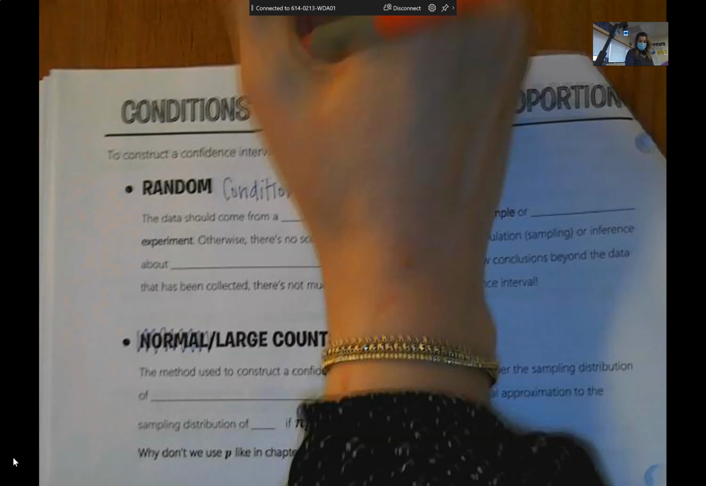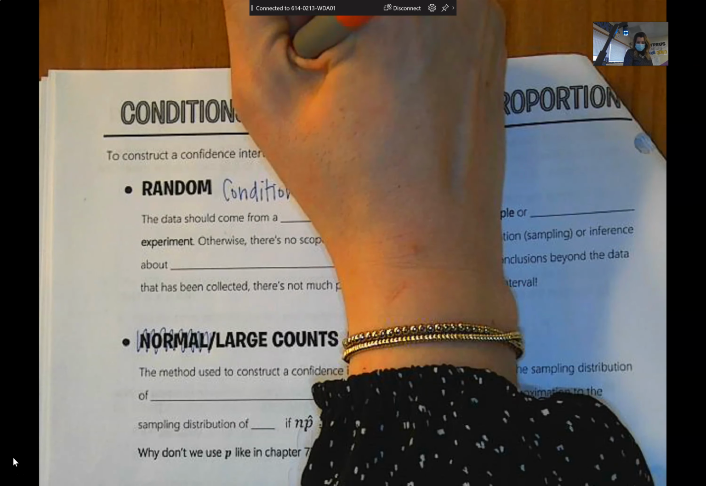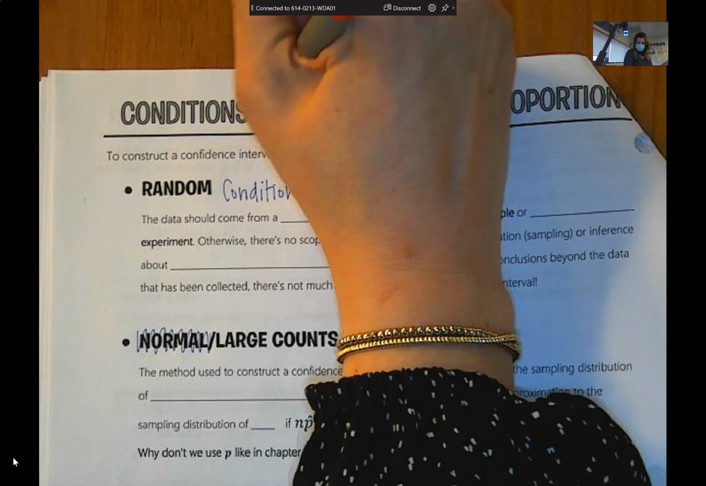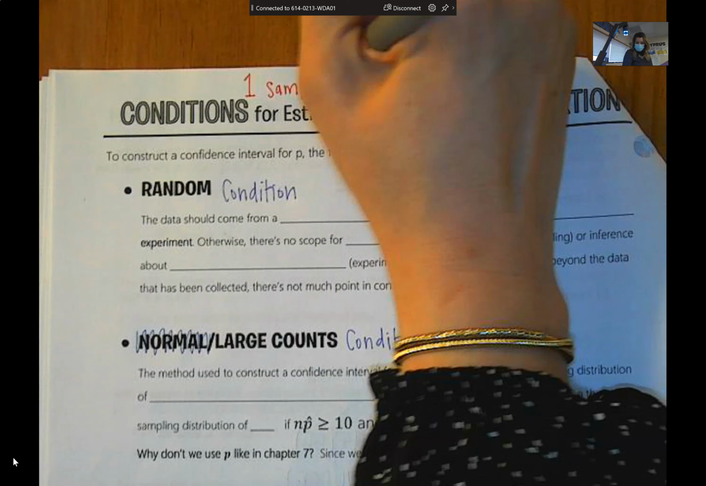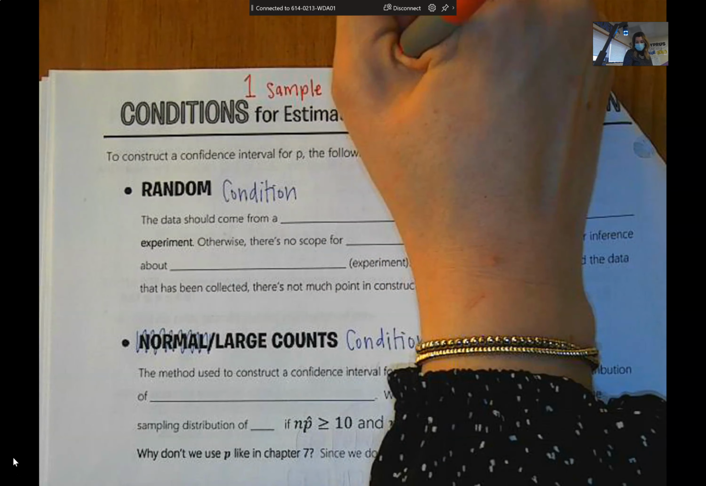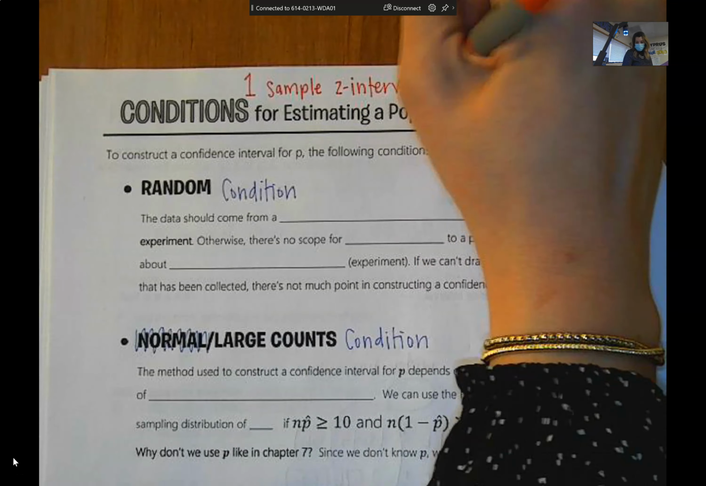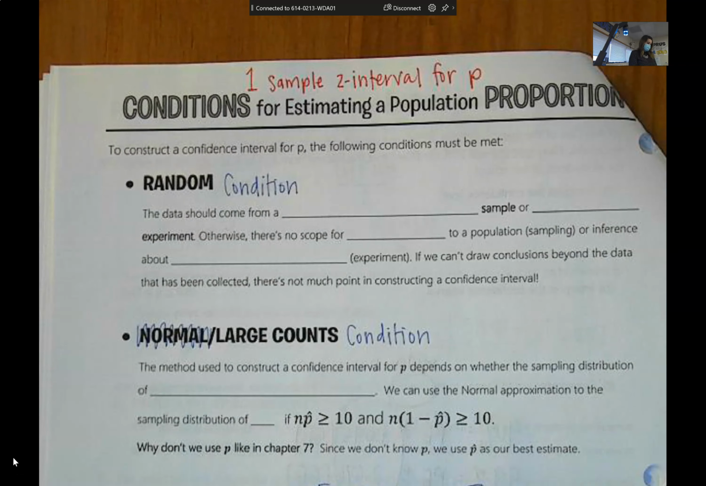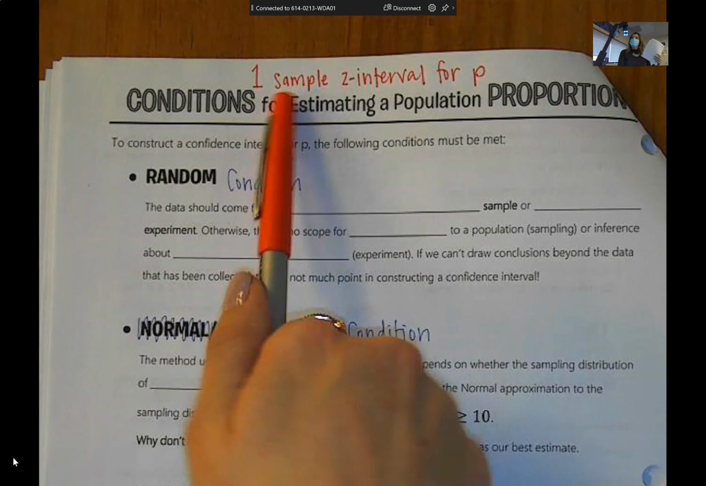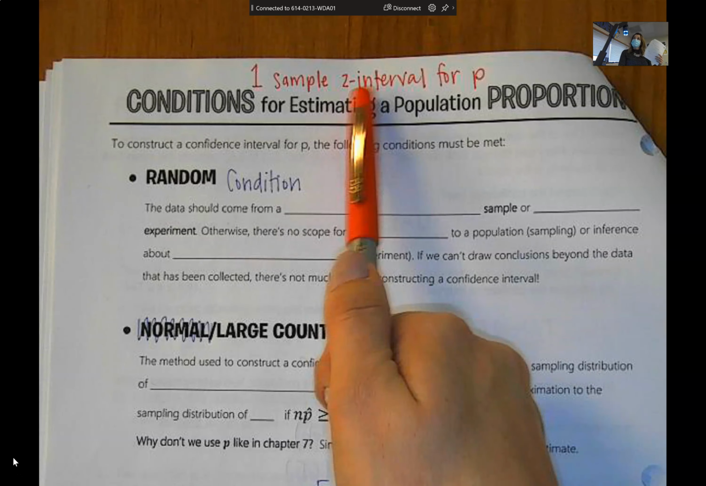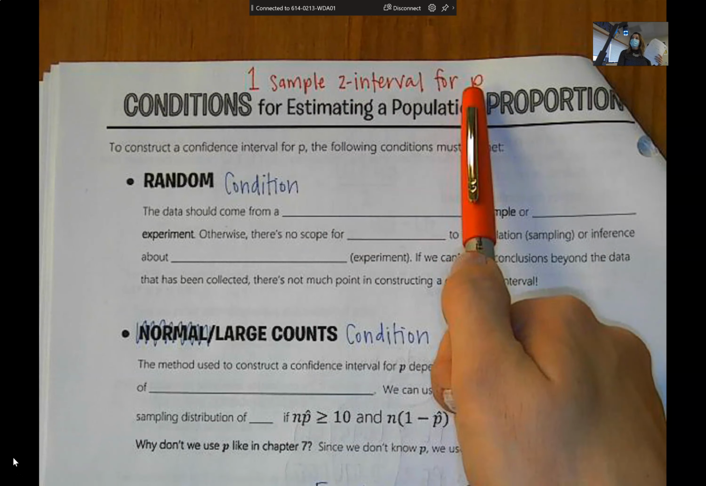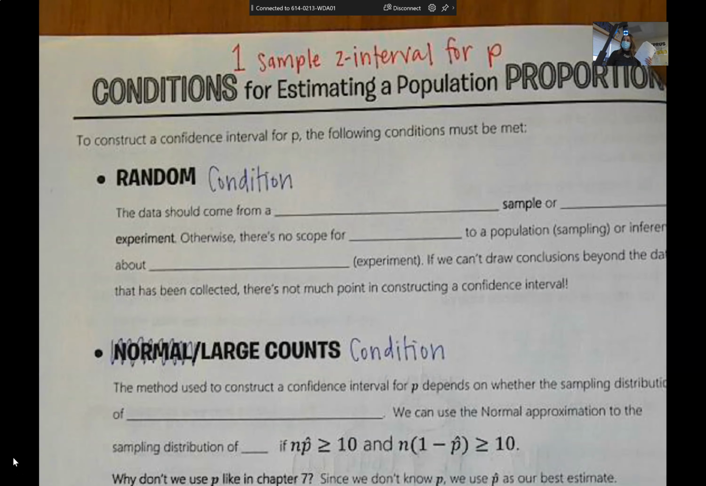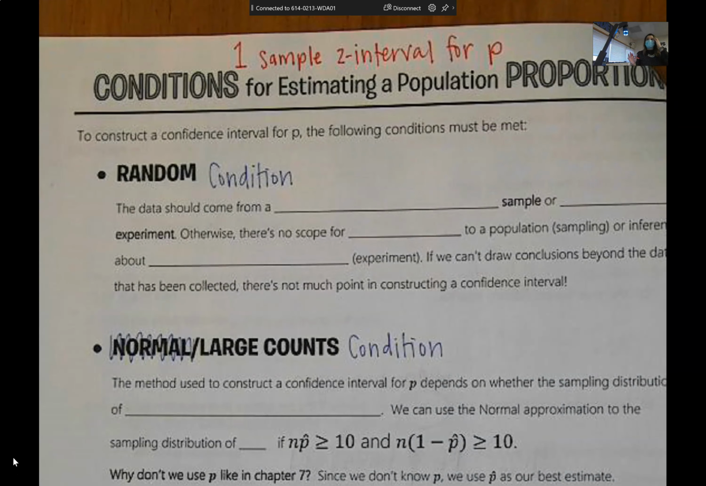So we're doing a one sample Z interval for P. We're doing a one sample Z interval, because you use a Z score for a proportion. So we're not going to talk about means today at all. We're only talking about proportions.